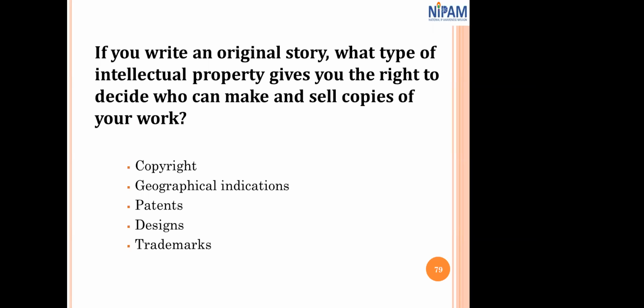If you write an original story, what type of intellectual property gives you the right to decide who can make and sell copies of your work? It is basically a copyright, because once you write a novel, you give your rights to other publishers. Go and publish this. Somebody can make a movie out of it. Okay. So these are different rights. That is why we call copyright a bundle of rights.